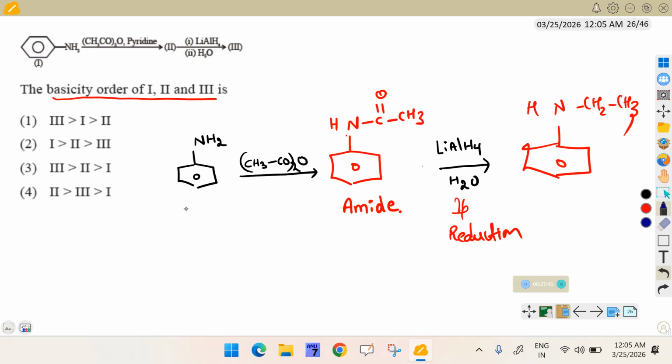So this is aniline, a 1-degree aromatic amine. This is an amine. This is also a 2-degree aromatic amine. This is an amide.